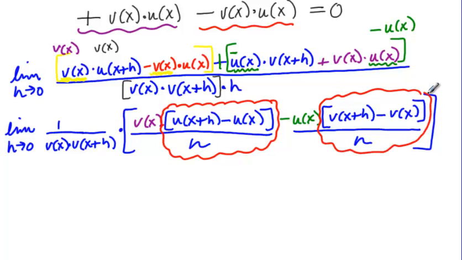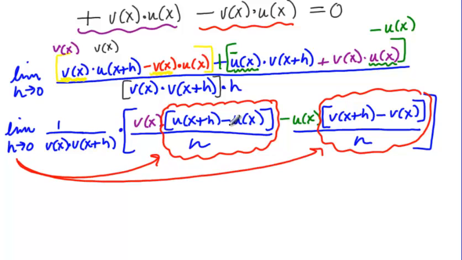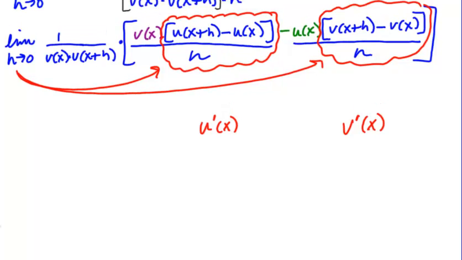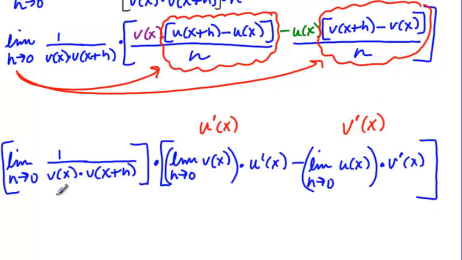And if we apply this limit separately to this piece and this piece, what each of these becomes is u prime of x, and this becomes v prime of x because of the limit definition of derivative. So let's turn these into u prime of x and v prime of x, but remember we still need to apply this limit to all of the other pieces. So again, let me clean it up, we'll get back to it, and we'll talk about it in just a second. Okay, so once again, I've cleaned everything up.